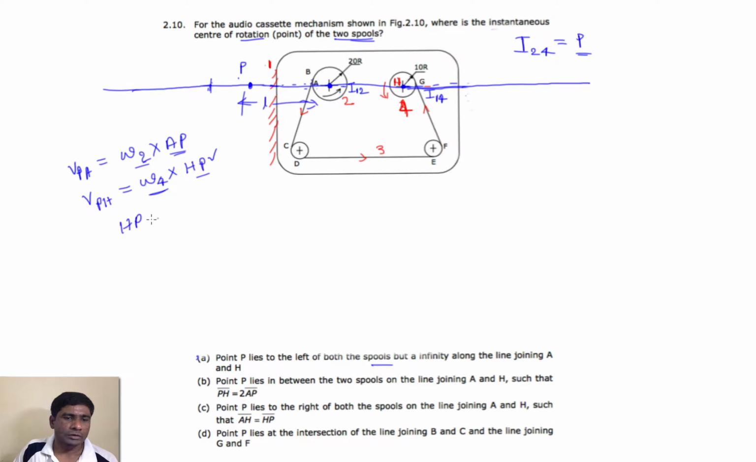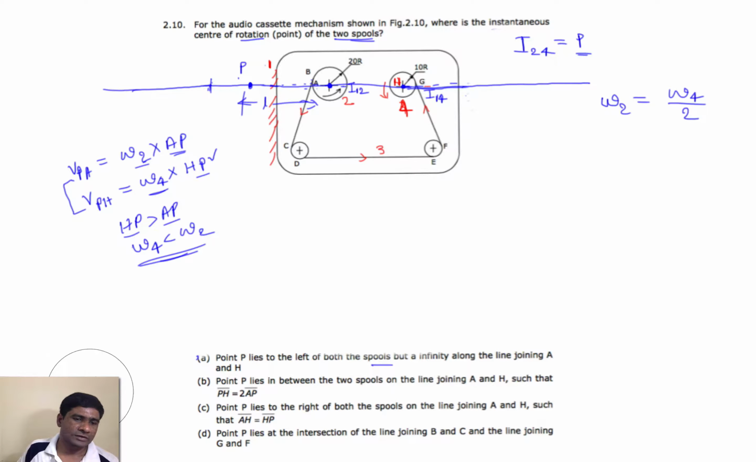Here HP is greater than AP, so if these two velocities are equal and HP is greater than AP, then it means omega 4 should be less than omega 2, but this is not the case. We have already known that omega 2 equals omega 4 by 2, that means omega 4 is greater than omega 2. So the instantaneous center of these two spools can never be on the left side of these two.